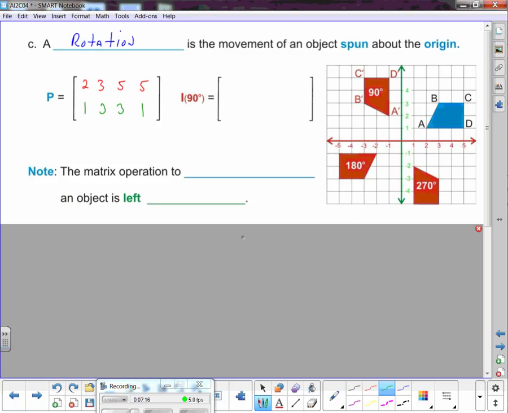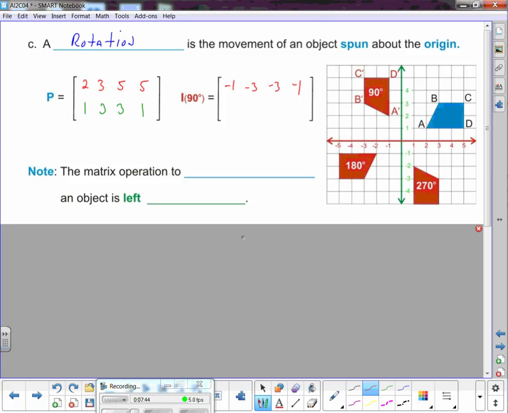Okay, so let's take a look at the 90-degree rotation. So if we go across the x's, so A prime is a -1. The x of A prime. The x of B prime is a -3. The x of C prime is a -3. And the x of D prime is a -1.